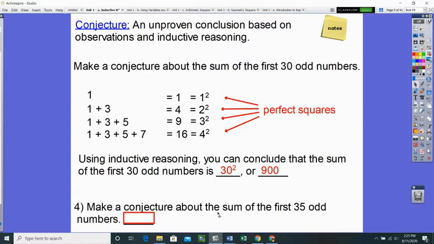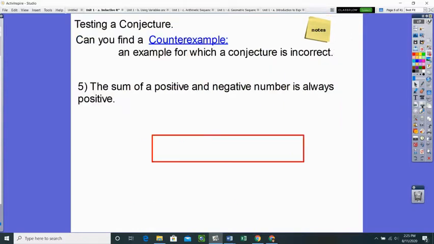So now, can you make a conjecture? What would the sum of the first 35 odd numbers be? If you need to pause for a second, grab your calculator, whatever you need to do. Did you get 35 squared? Which is 1,225. Pretty cool. I now could do any number that I choose, 30, 35, 1,000 of the first odd numbers.